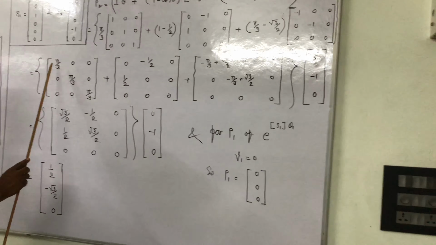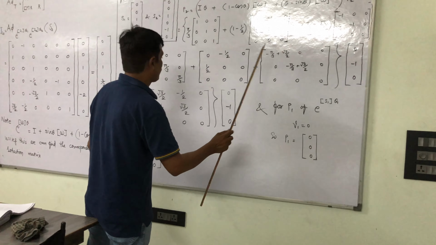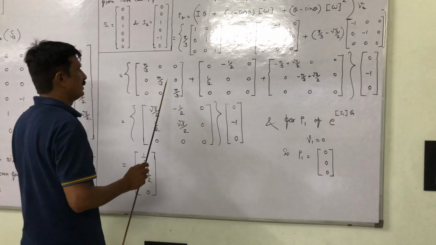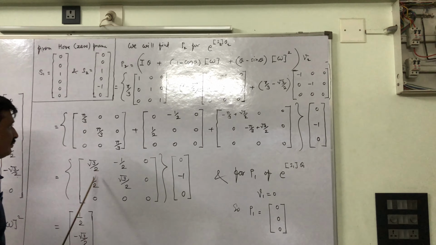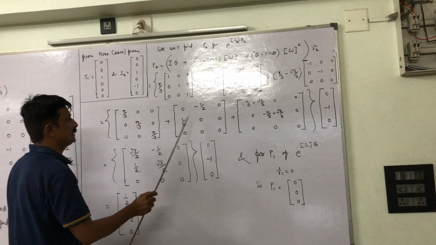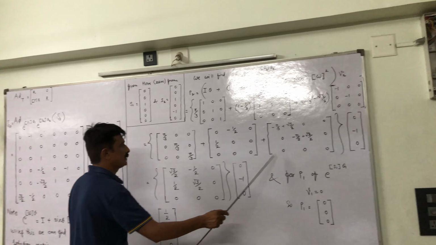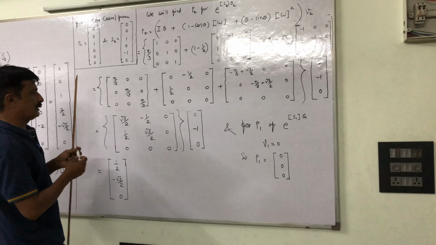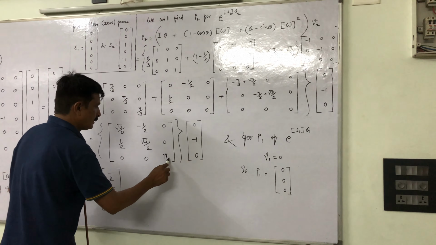Now the corresponding elements are added: this one plus this one plus this one. This one is root 3 by 2. This plus this is minus half. This plus this is 0. This plus this is half. The middle term, this plus this, is root 3 by 2. And 0 plus 0 plus 0 is 0, 0 plus 0 plus 0 is 0, and again 0. Then pi by 3 plus 0 plus 0 is pi by 3.